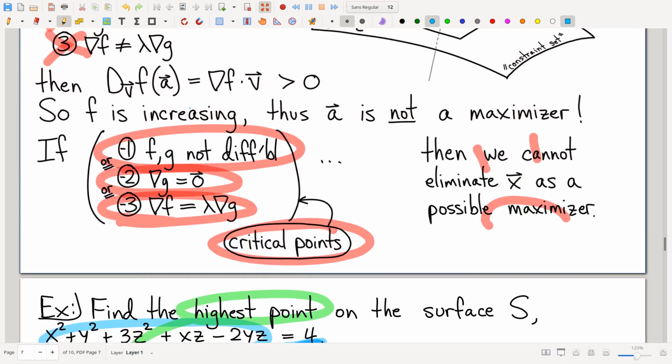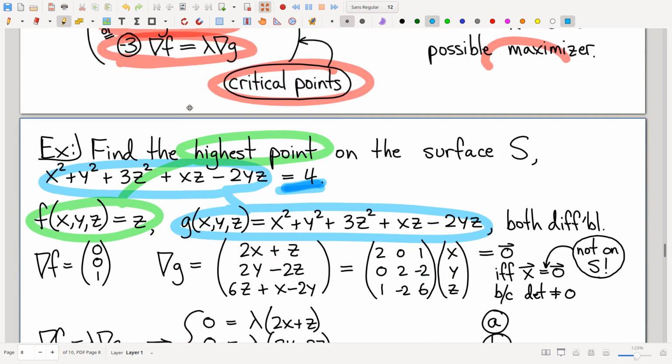Now I'm going to go through, again, a checklist, one at a time, of potential problems that could give me a critical point. I'm going to look for a differentiability failure. I'm going to look for where the gradient is 0. And I'm going to look where one gradient might be a multiple of the other gradient. By the way, this lambda here is the multiplier, and thus the term Lagrange multipliers.